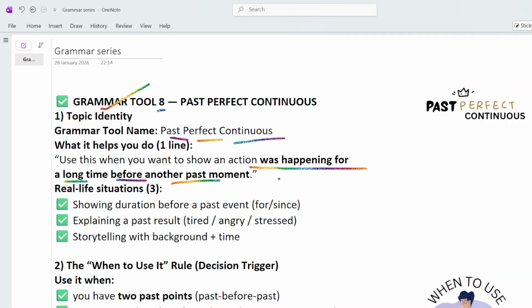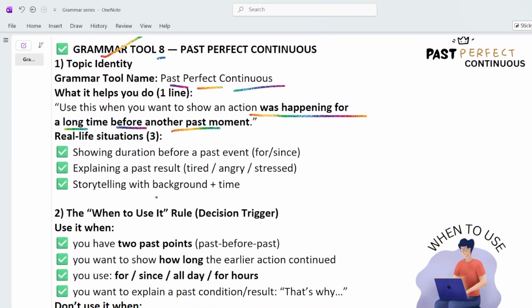All right? And real life situations where you will be using this particular tense is pretty much in regards to showing duration before a past event. For example, using words like for and since. All right. Explaining a past result. That is, if you're tired, doing a particular activity, angry, or even stressed. Storytelling with background plus your favorite thing to understand is time.